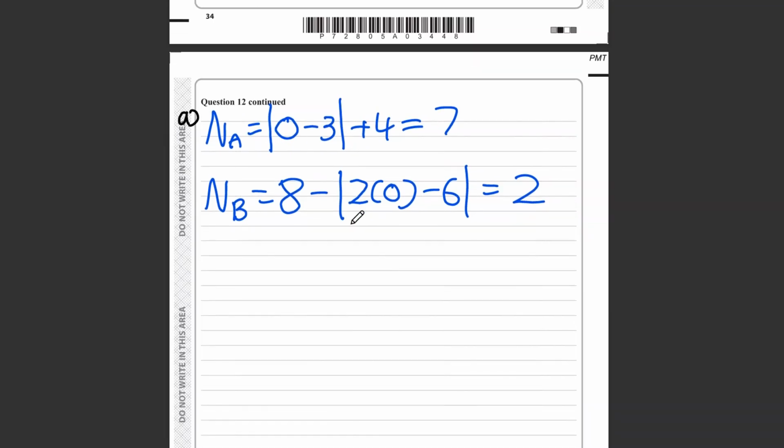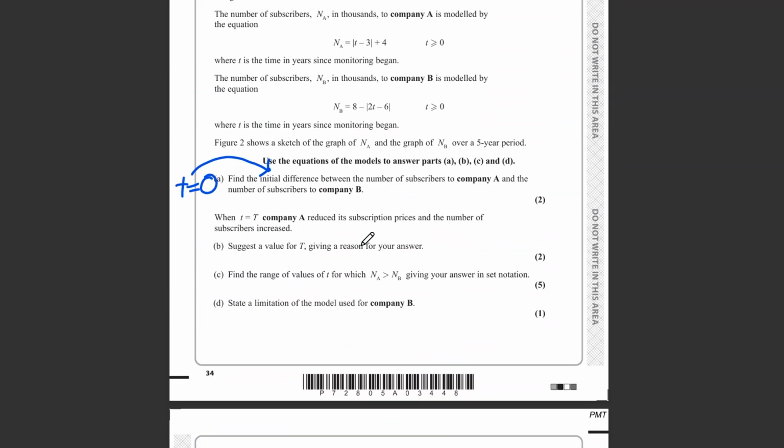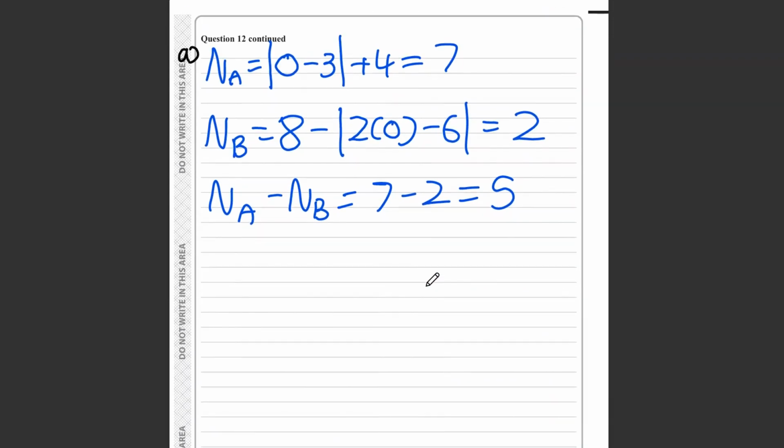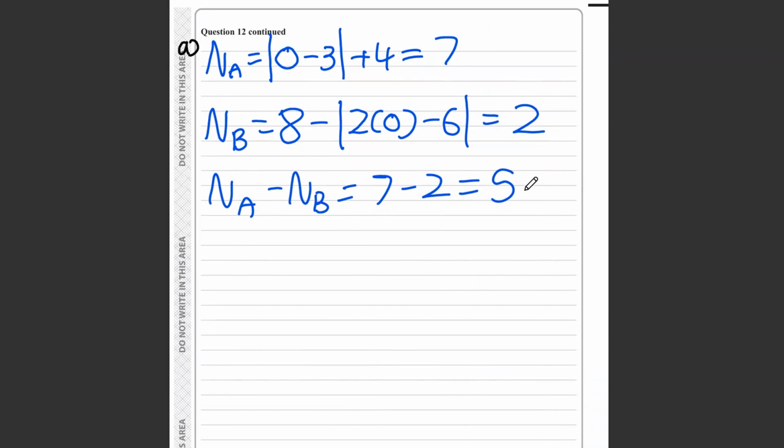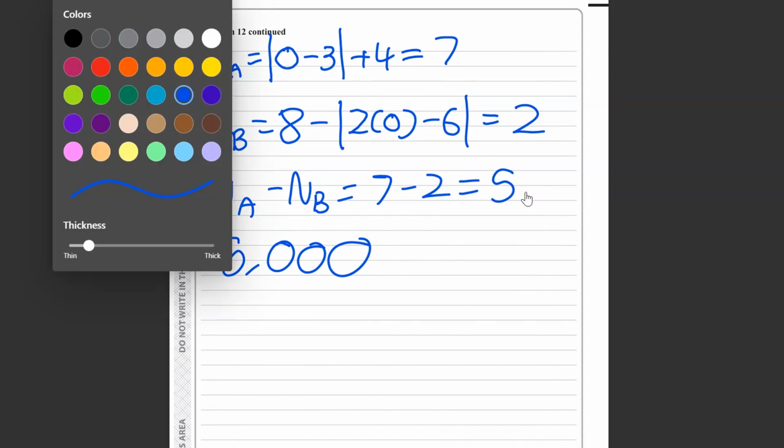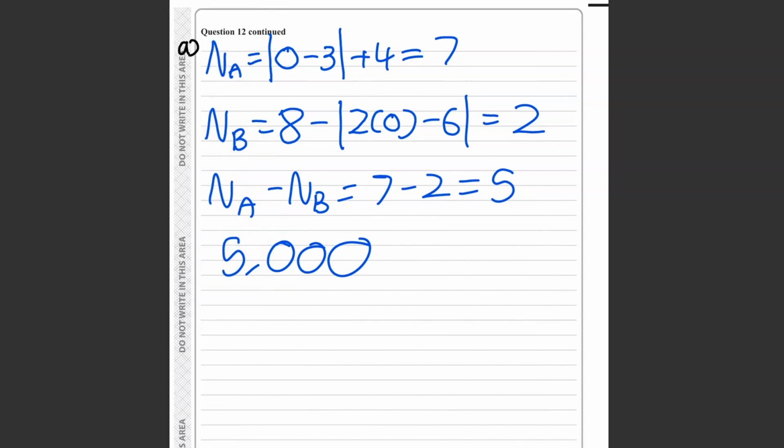So the difference NA minus NB is equal to 7 minus 2, which is equal to 5. Now remember, NA and NB are both in thousands, so NA minus NB is equal to 5. This means that the total number of subscribers difference is going to be 5,000, like this here. This is worth 2 marks. In order to get the 2 marks, you get 1 mark for figuring out that this is 7 and this is 2, and you get another mark for getting this as 5,000.